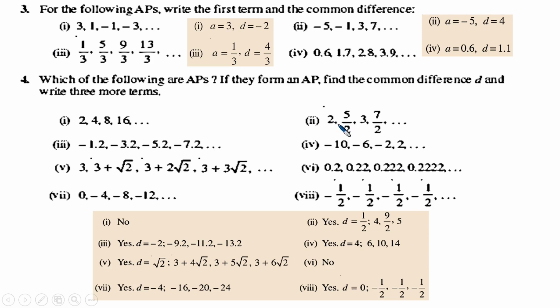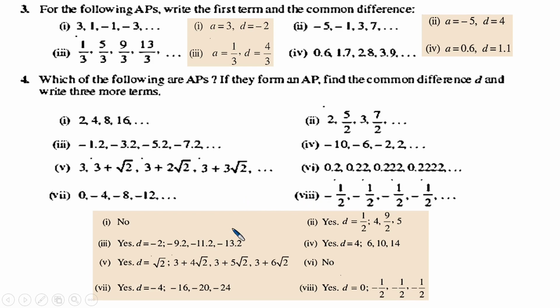Second, 2, 5 by 2, 3, 7 by 2. That means 2, 2.5, 5 divided by 2 is 2.5, then 3, then 3.5. So the difference is 0.5. So this is an arithmetic progression. So d is half, is 0.5, and after 3.5 will be 4, then 4.5, that is 9 by 2 is 4.5, then 5. So these are the next 3 terms which they have told to write. So similarly go through all this.